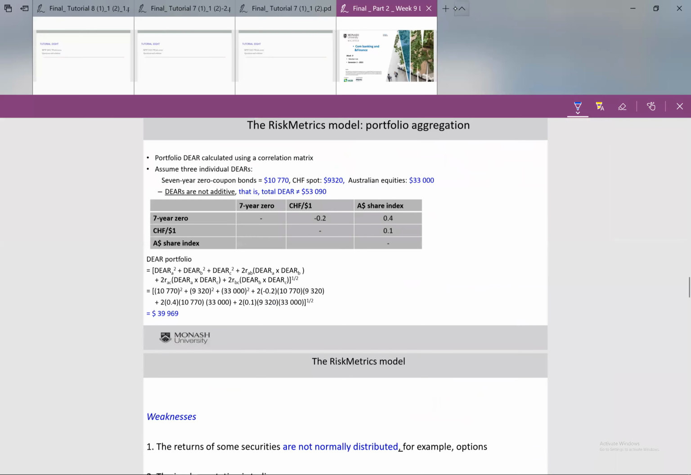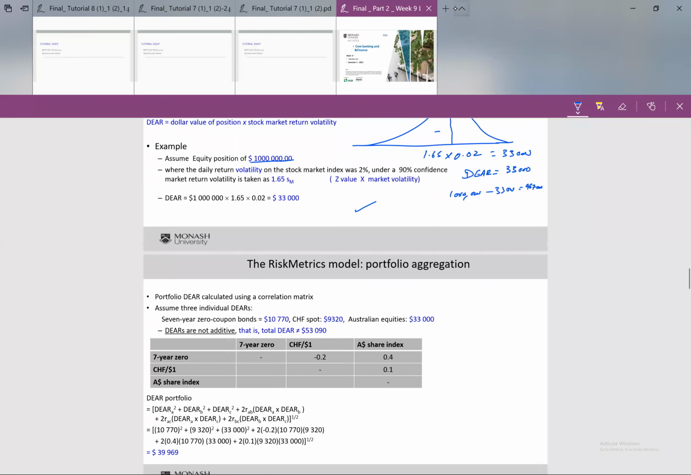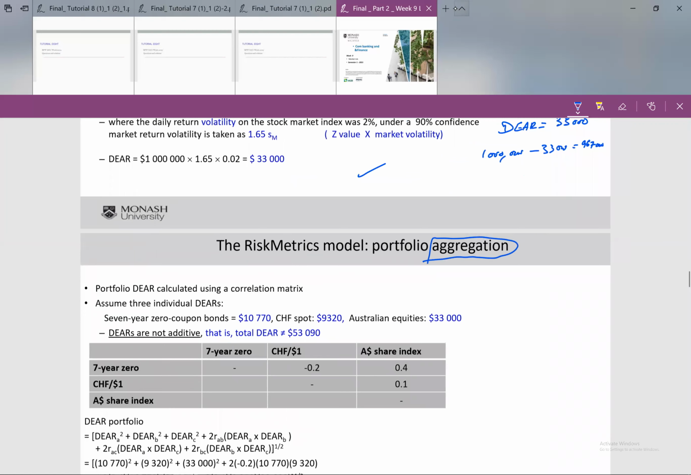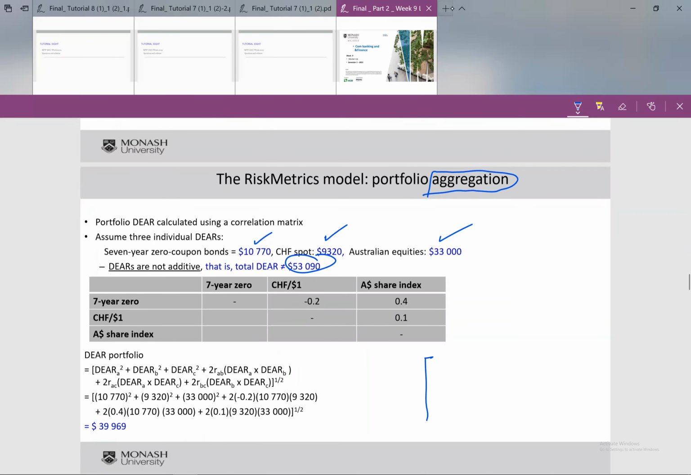Actually, we are done. Now we go to the risk matrix, which is the aggregation. As I told you, we have to calculate the DIR for all the classes, and then we take all these DIRs and calculate the DIR for the whole thing. So assuming now you have three, if you have 7 years coupon, if the drop of the equities is 1077, and I assume that the changes in the currency is 9320, and this is 33,000. And as I told you, the DIR should be a dollar value. So if you add them all, you can find 5390. But the problem is when we calculate this, we don't do that. We have to get a matrix, the risk matrix. And the risk matrix is coming like this.